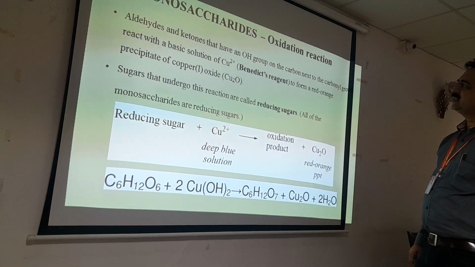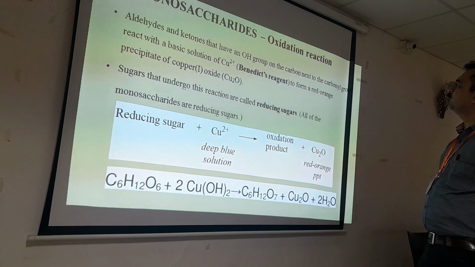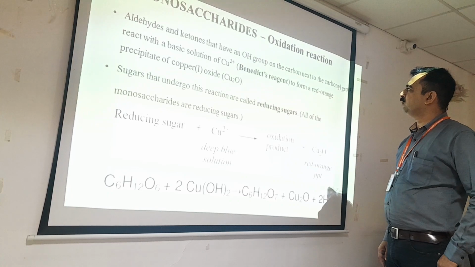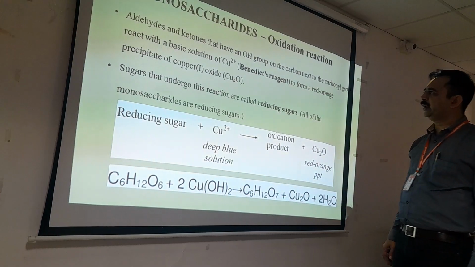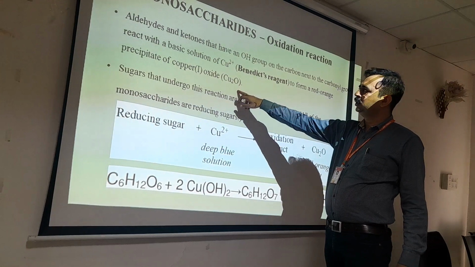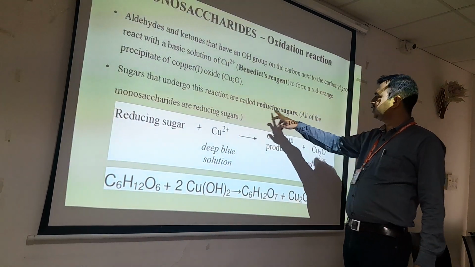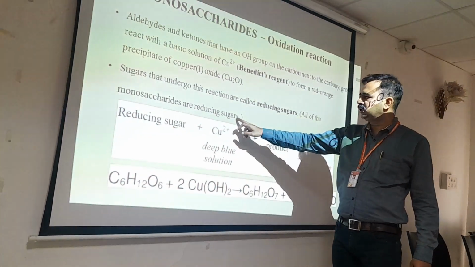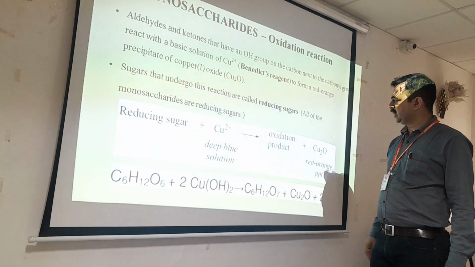The aldehydes and ketones have an OH group on the carbon next to the carboxyl group. Reacts with a basic solution of copper reagents to form a red-orange precipitate of copper oxide, Cu2O. And such sugars that undergo these reactions are called reducing sugars. All monosaccharides are reducing sugars. They reduce, so therefore the reduction reaction takes place.